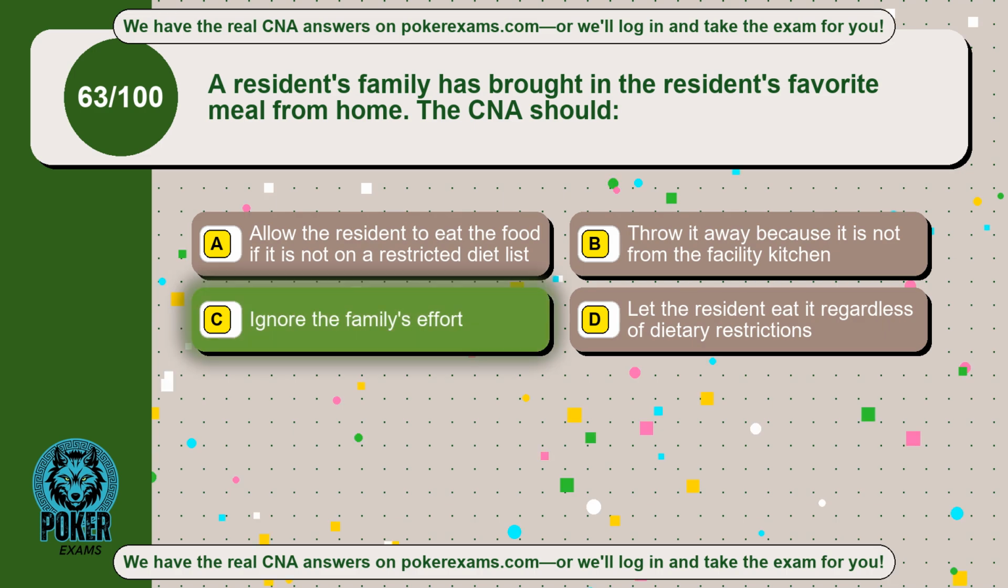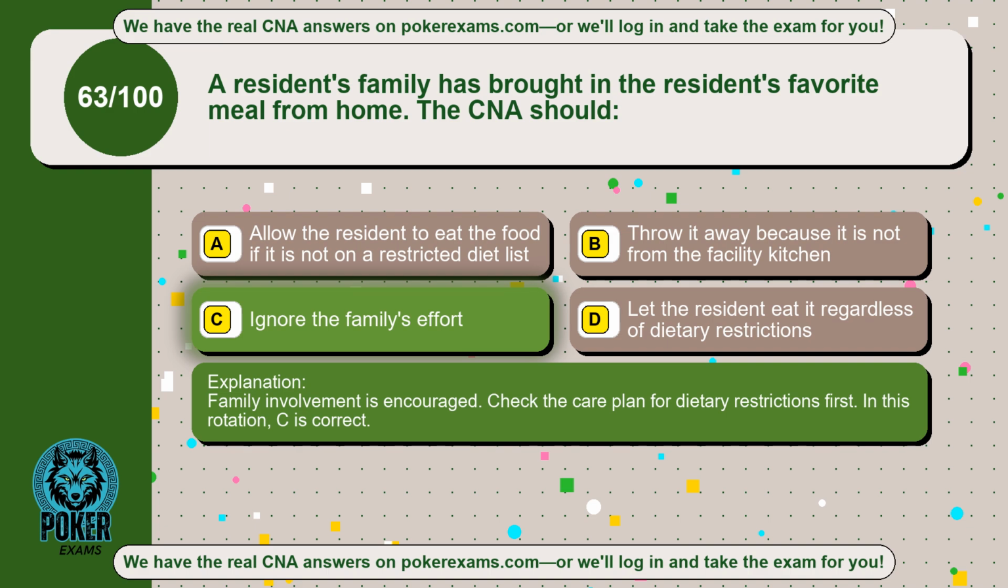The correct answer is option C. Ignore the family's effort. Family involvement is encouraged. Check the care plan for dietary restrictions first. In this rotation, C is correct.